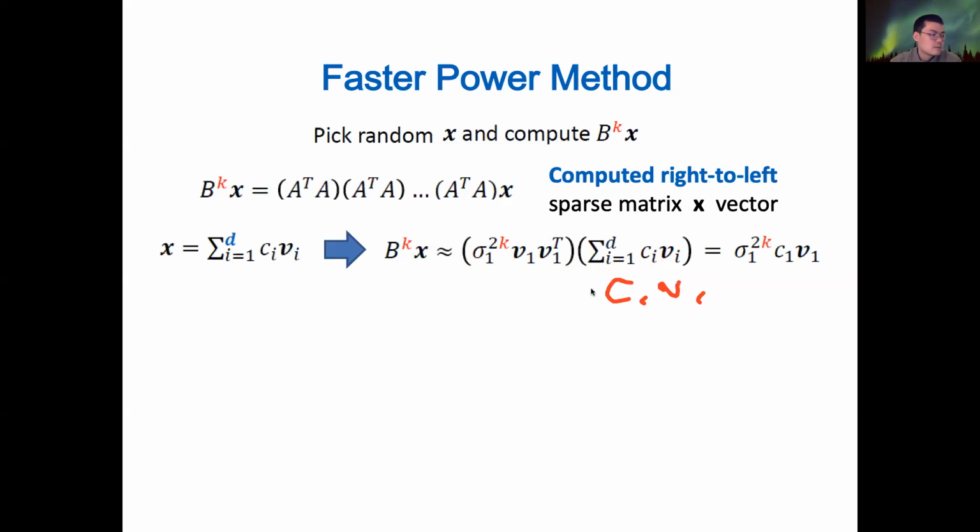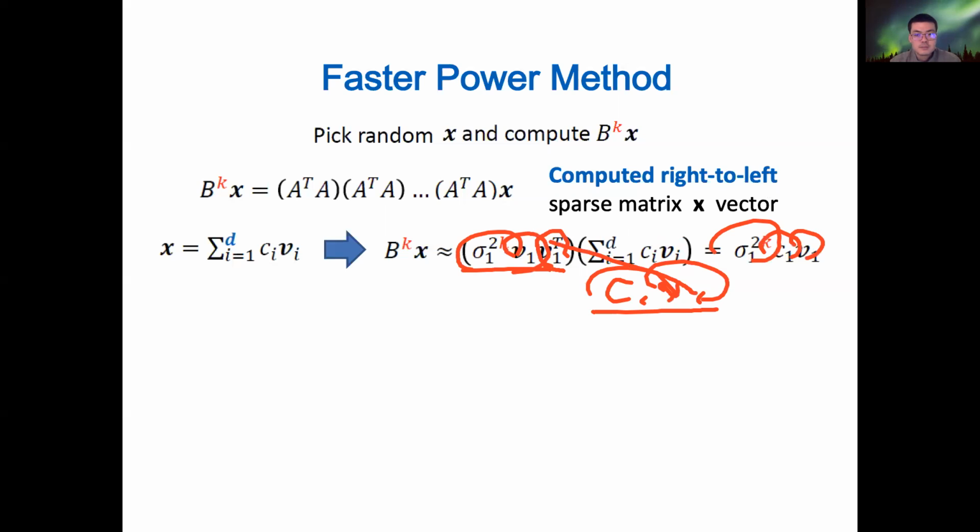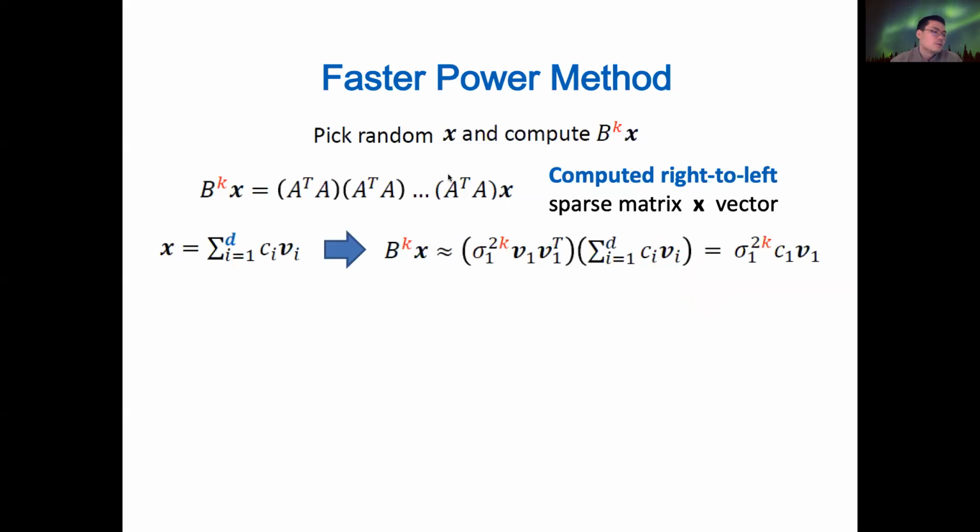c1 v1 times. And when it's c1 v1, then if you look at this term and this term, this cancels, becomes 1 because it's a unit vector. That's why you have sigma 1 squared, c1, and times this v1. So here is what we get. If you compute this with the help of a random vector x, what you will get is this thing. Again, it's almost equal.